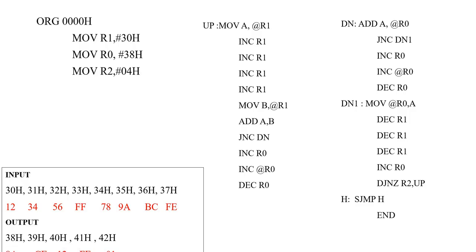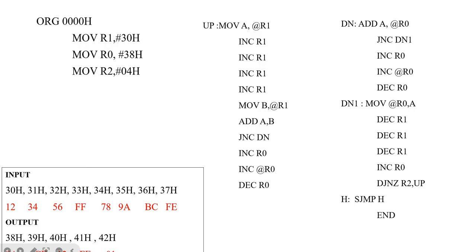Decrement the loop counter R2. We have set it to 4 because it has to go for 4 bytes. Now we have completed 1 byte, so R2 is now 3. Still it has to go through 3 iterations. So R2 is 3, it has not become 0 yet, therefore it will jump again to the up location, DJNZ R2 comma up. So it will go to this location.